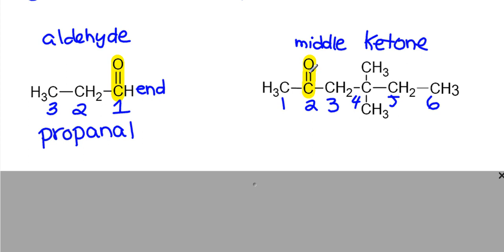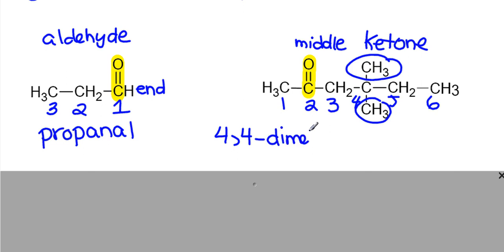That gives my carbonyl group position number 2. That means I've also got 2 branches on carbon number 4. That's okay. They work exactly the same way as we just saw. So what do I do? 2 groups on number 4. I'm going to put the 4 twice. Then I put dimethyl because they're both the same.